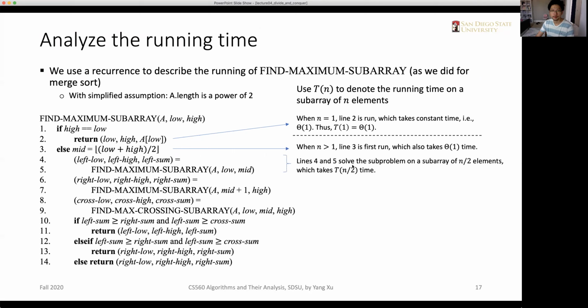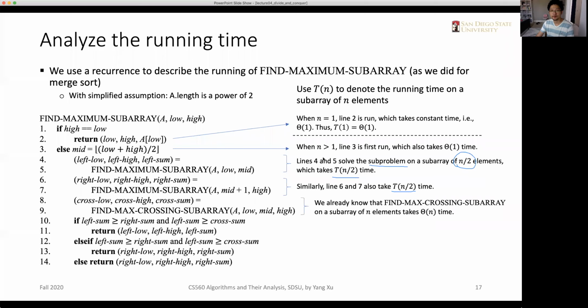And for lines 4 to 5, it's to solve the subproblem. Okay, now we need to solve the left half subproblem. And the size is n over 2. So it will take us capital T of n over 2 time. Right? That's the first appearance of the subproblem's running time. Next, we're solving the right subproblem, which also takes capital T of n over 2 time.